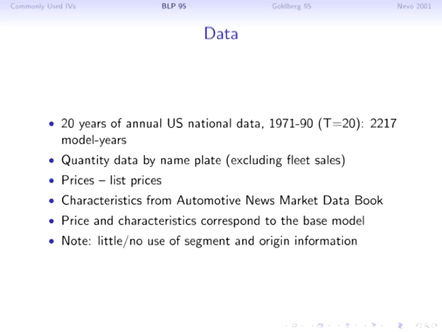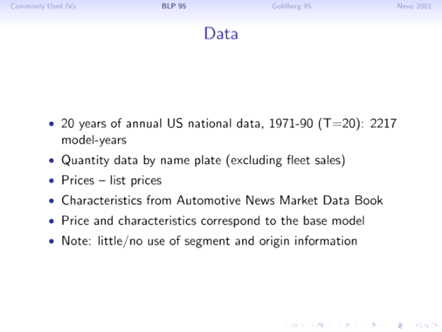Okay, so the data that they use: they have 20 years of annual US national data, right? So a market for them is a year in the US, so there are 20 of these markets. Overall, they have just over 2,200 observations. An observation is a model year. There's an issue of how you define a model and how they look at the quantity. So they define it by nameplate.